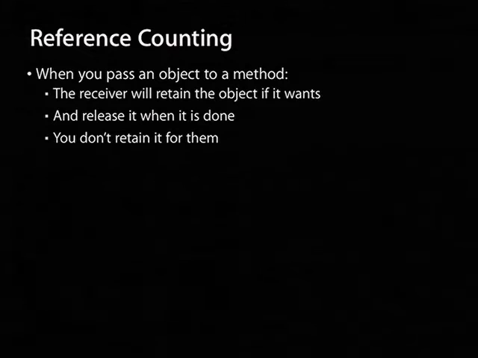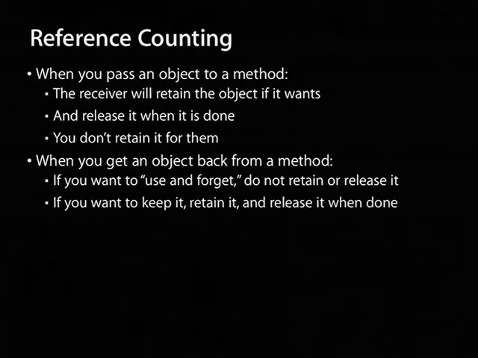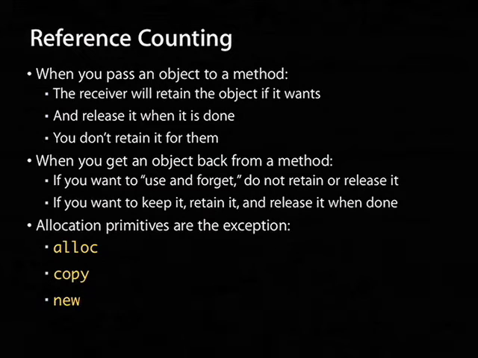So in summary, when you pass an object to a method, you do not retain it or release it. The object that you're passing it to will retain or release it if it wants to. When you get an object back, you need to retain it if you want to keep the object around, which is uncommon, or release it if you don't. And if you just want to use the object and forget it, you do not have to send any memory management messages at all. The exception here is the allocation primitives. These return objects which are not autoreleased. So alloc, copy, and new are the only three examples of these, or methods that start with these words.